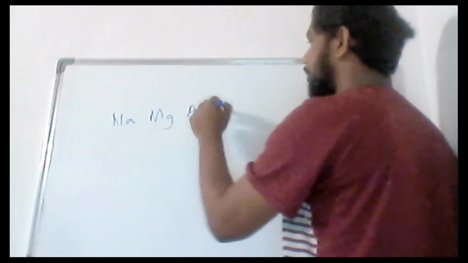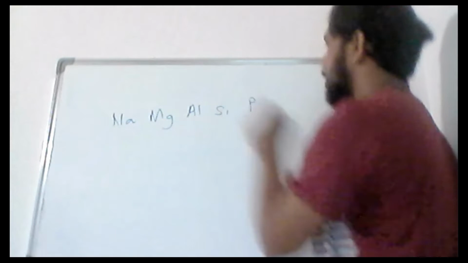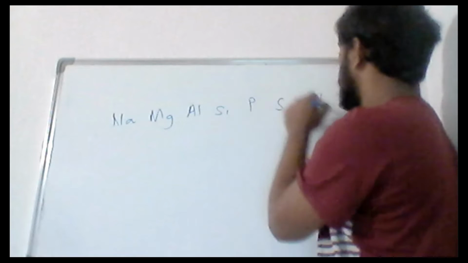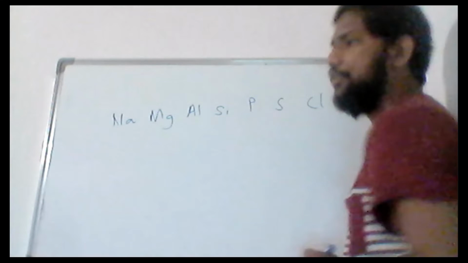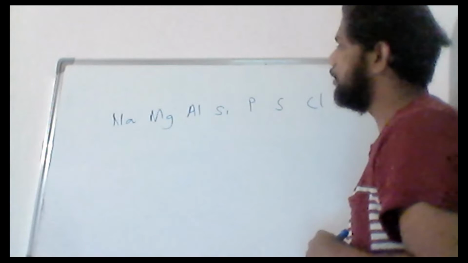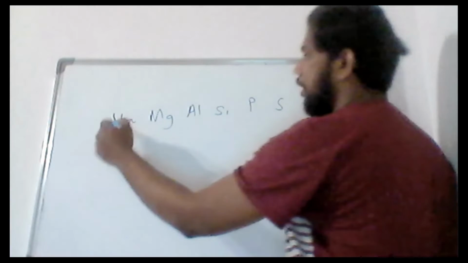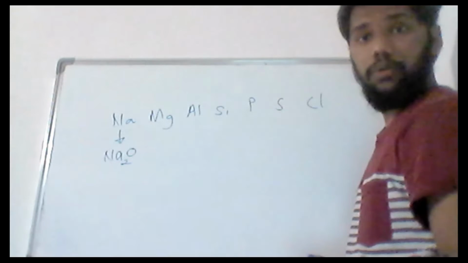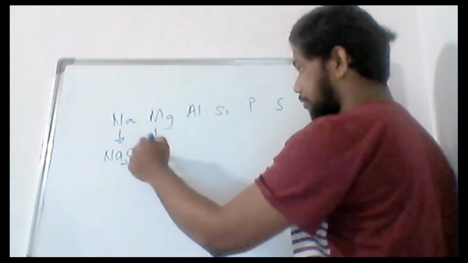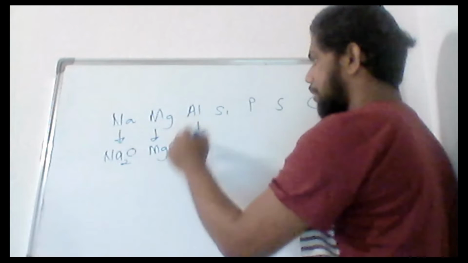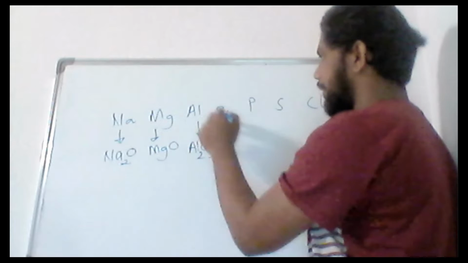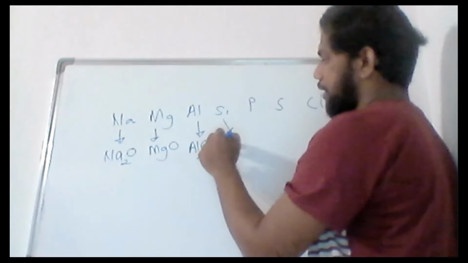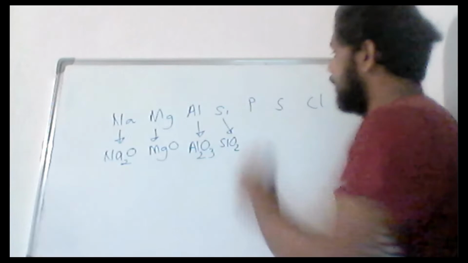So we have the elements sodium, magnesium, aluminium, silicon, and we have phosphorus, sulfur, chlorine. Argon, we don't have argon oxides, since it is a noble gas. So for sodium, we have sodium oxide, Na2O. For magnesium, MgO. Aluminium, Al2O3. Silicon, SiO2.